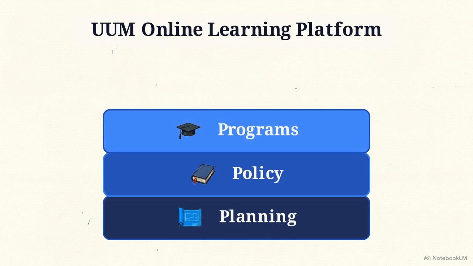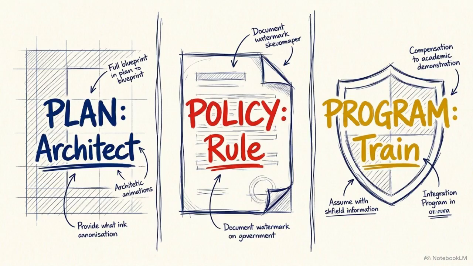But a written document won't stop user mistakes. We need the third pillar, programs. While a policy is static, a program is an active, ongoing activity. We use a security awareness program to train students on detecting incoming phishing emails. Planning establishes the system's architecture. Policy writes the strict rules, and programs actively train the organization to execute those rules.